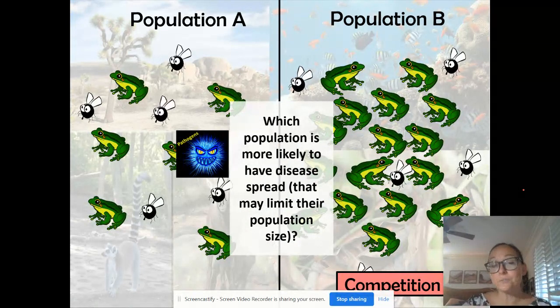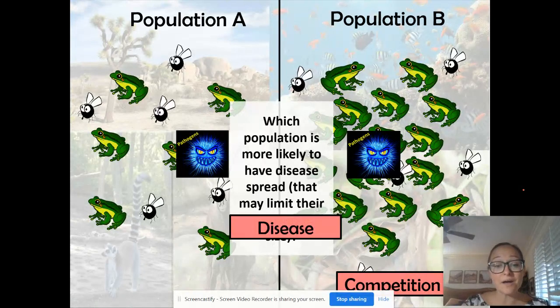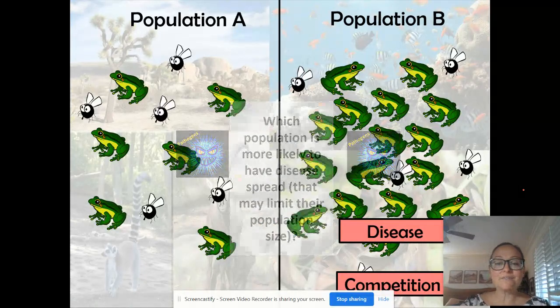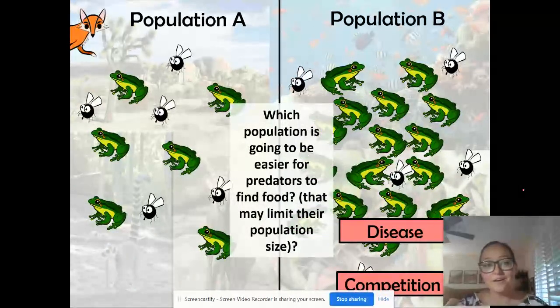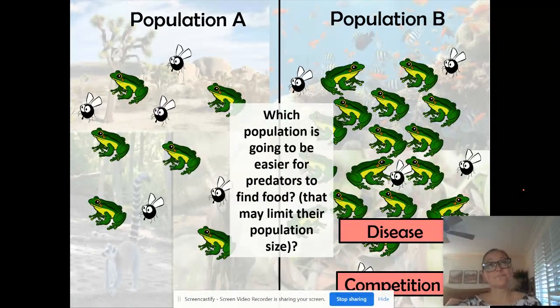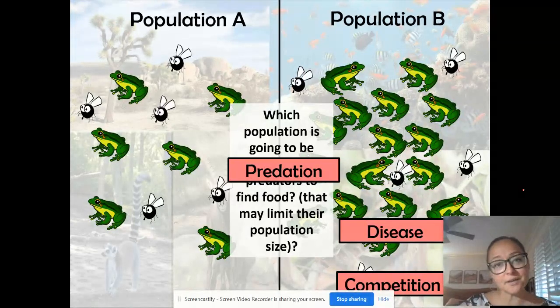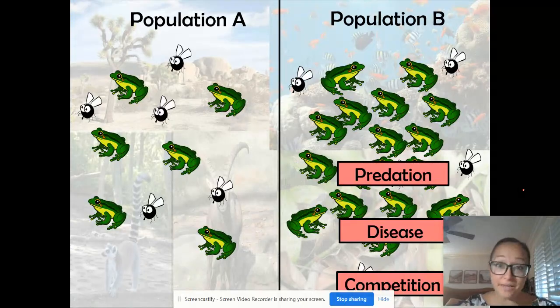Now, which population is more likely to have disease spread? Well, that's going to be population B. The more dense you are, the easier disease can spread throughout a population. Okay. And then which population is going to be easier for predators to find? Well, again, that's going to be population B, more susceptible to predation. Just because there's more of them, they're going to be easier to hunt. So predators will have a greater impact on population B.